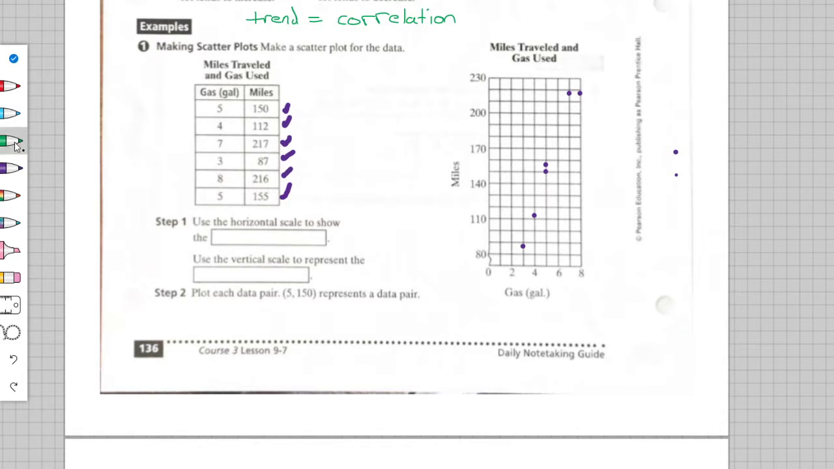And what they wanted us to fill in here, they wanted us to label the axes. They already labeled it for us, but if we needed to label these axes, then we would use what's at the top of the graph. So they said we would use the horizontal scale to show the amount of gas, or the gallons of gas. And we're going to use the vertical scale to represent the number of miles. So I'm going to use a little hashtag, pound symbol, to represent some number of miles. And more specifically, the number of miles traveled.